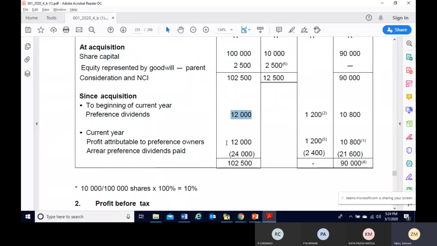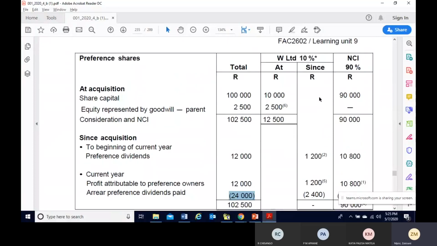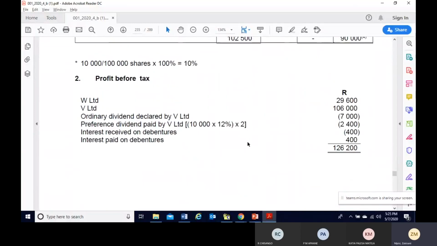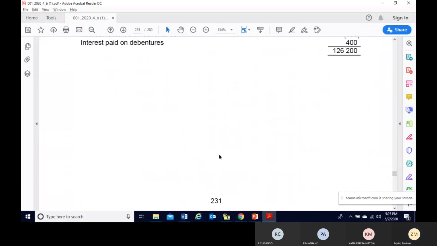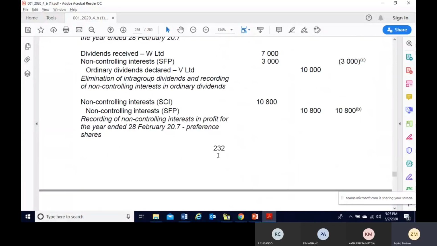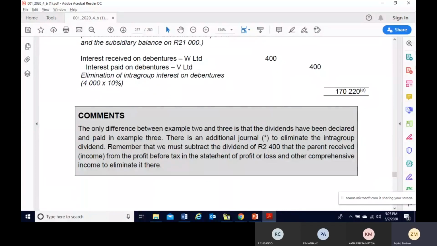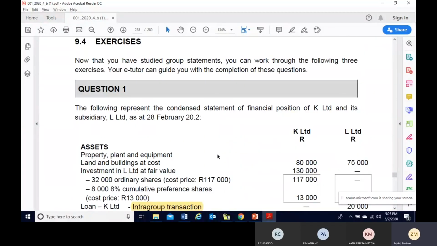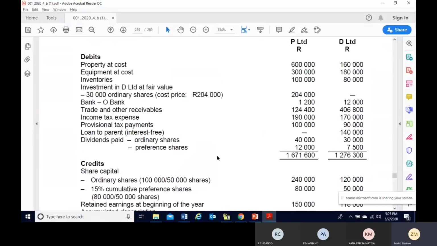So in the current year, you also have a profit that is meant to pay this year's preference owners. So it's a profit attributable to preference owners. So once you have paid 24,000, you also multiply it by the percentage of ownership. So for preference and ordinary shares, it wouldn't be the same. And this would then affect both your profit before tax, and of course your consolidated statement, pro forma journal entries, as well as your statement of changes in equity.